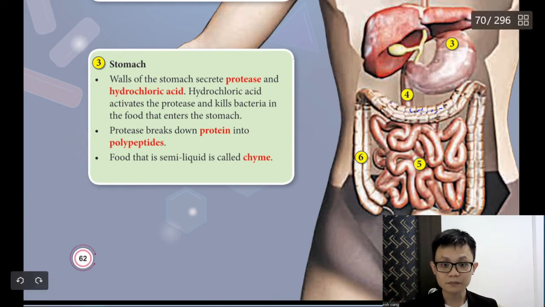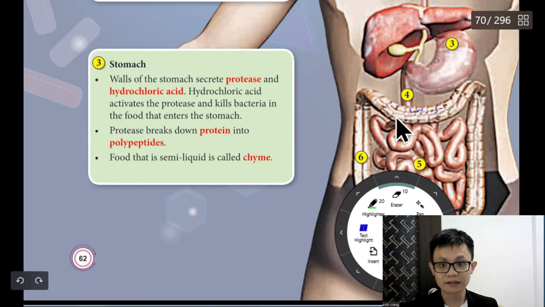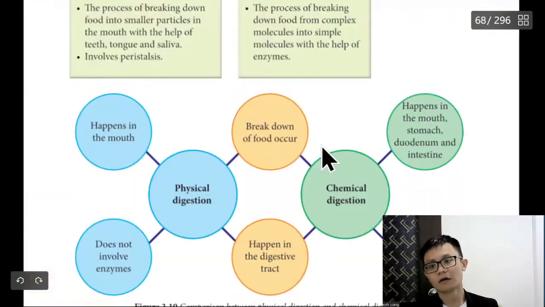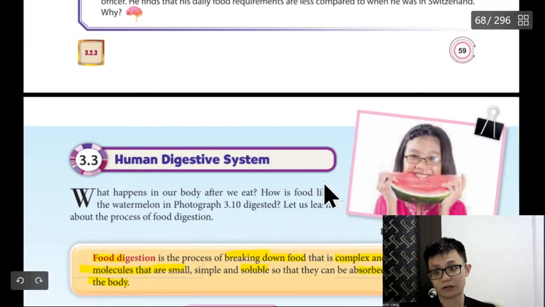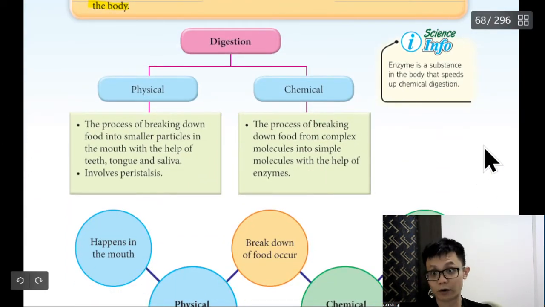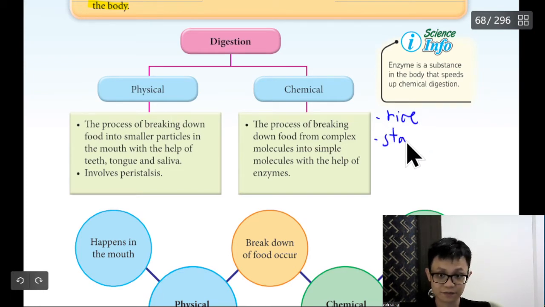So digestion means to use the big molecule to make it into the small molecule. What do we mean by big molecule and small molecule? Let me give some examples. When we are talking about rice, I would say rice is considered a big molecule, because rice is also called starch.